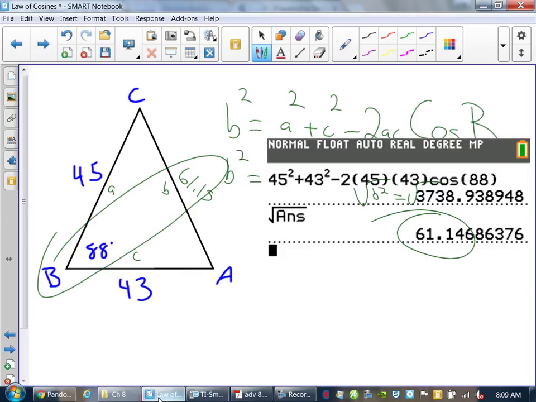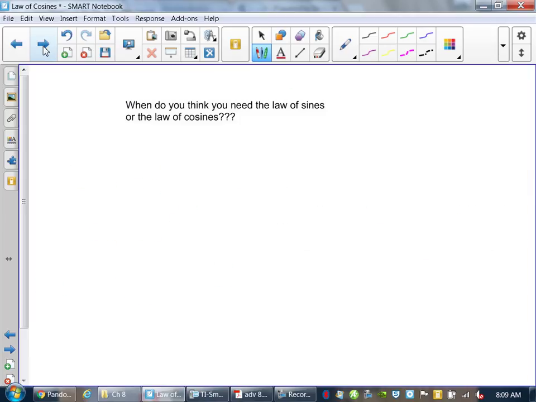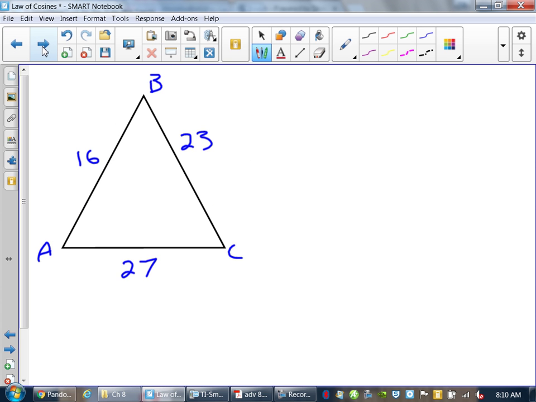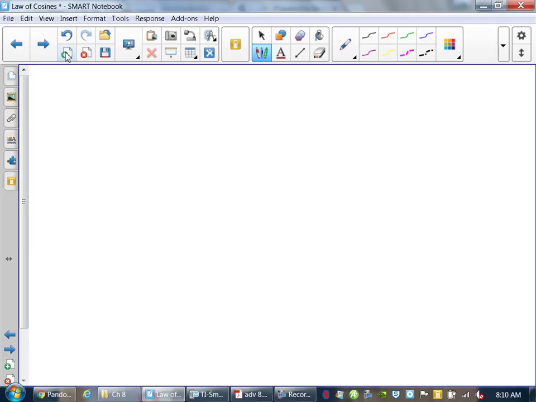Okay. Now let's do another one of side length before I show you what happens when you find the angle. That's where things can get a little weird. Let me get another one real quick. Sorry about that. I thought I had another one saved down there.